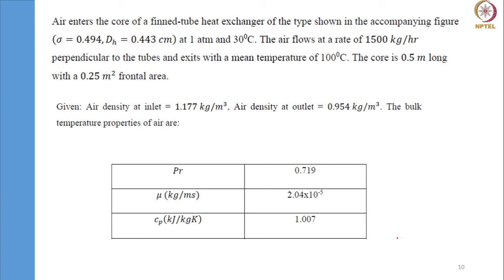Some fin parameter, namely sigma, is also given as 0.494, and the hydraulic diameter of 0.4 centimeters is also given. The mass flow rate of air is 1500 kg per hour. It is in cross flow direction with a mean temperature of 100 degrees Celsius exit temperature. The core of this heat exchanger is about 0.5 meter long with 0.25 meter square being the frontal area. The other quantities like Prandtl number, density, Cp values are all given.